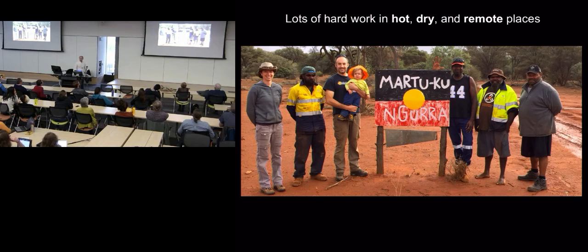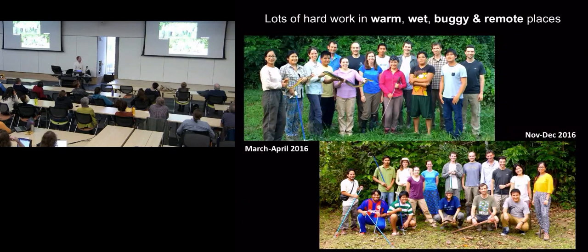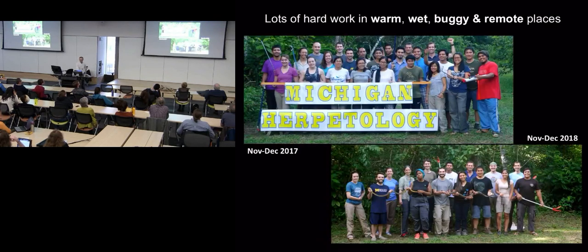Now for the next section of the talk, where I'm going to talk about neotropical stuff, a lot of our samples came from Brazilian collaborators, and a lot of samples came from work we've done in Peru. And so for the last few years, many of you know that we've been working in the Peruvian Amazon. So this involves going to hot, wet, buggy, and remote places. And so we've had a number of really great field teams involving a lot of folks from the University of Michigan. These are two of our 2016 field crews, and these are our field crews from 2017 and 2018.